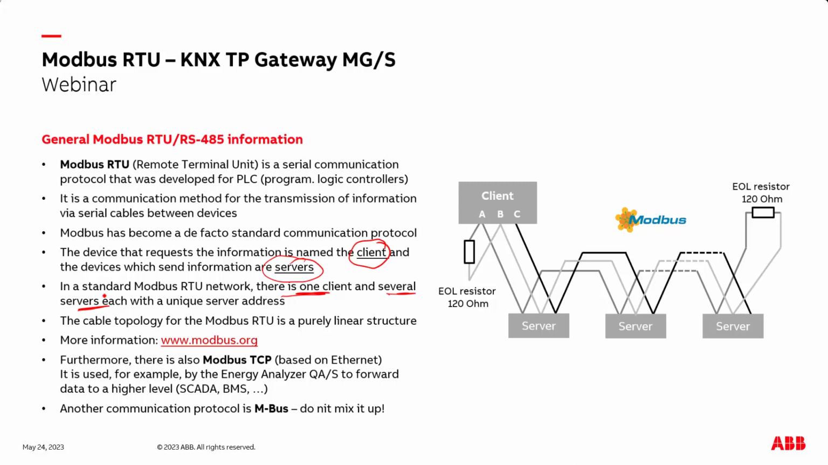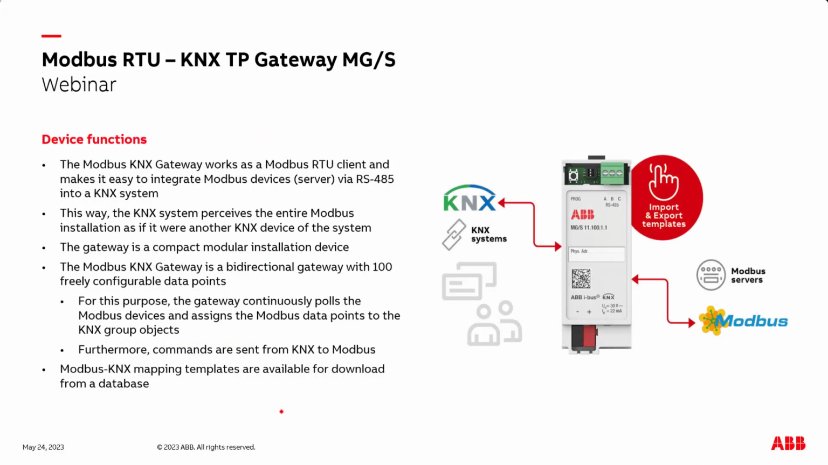Furthermore, there is also a system called Modbus TCP, but this is based on Ethernet, on IP. It is used, for example, by our QoS energy analyzer to forward metering data to a higher level, like for example to a SCADA system. Another communication protocol is MBus. MBus is another system, so please don't mix it up with Modbus. Here we talk about Modbus RTU.